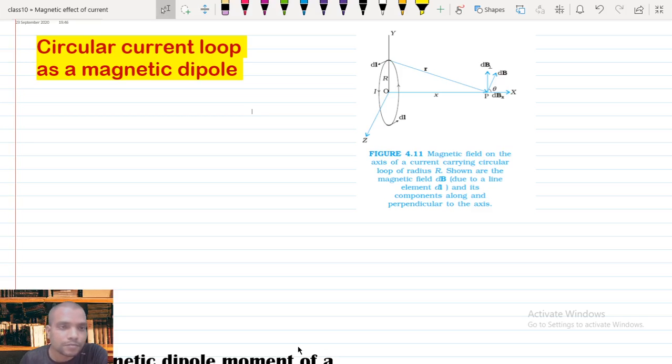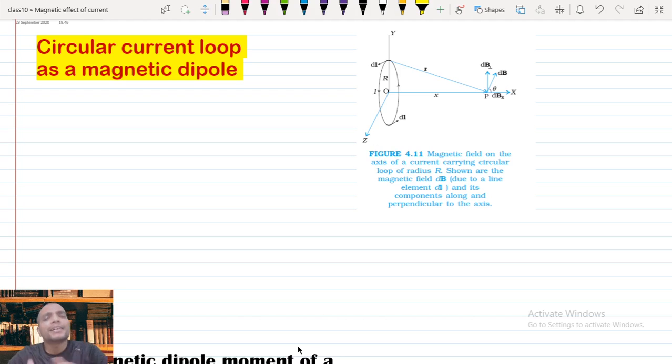Hi guys, in our previous concept, we tried to understand how to interlink the electric dipole moment and the magnetic dipole moment.